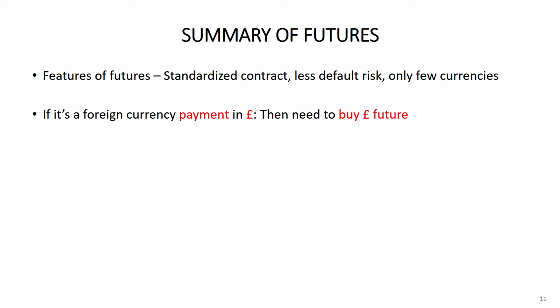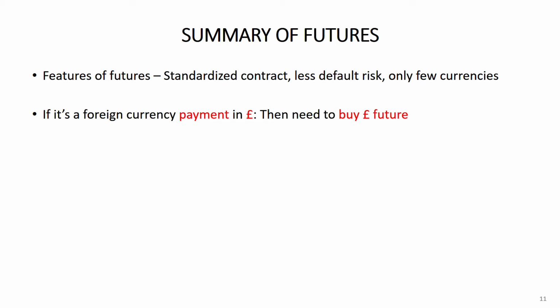Now I have given the summary of all the four scenarios, right? Let's start with a foreign currency payment in pounds. I have highlighted in red so that you can easily understand. If it is a payment in pounds, you need to buy pound future. This is how you decide whether you buy future or sell future and which currency. Whenever you write which currency to, what you have to do in the contract, right? When you open up a hedge position in the future, first you decide the date, right? March or June or whatever.